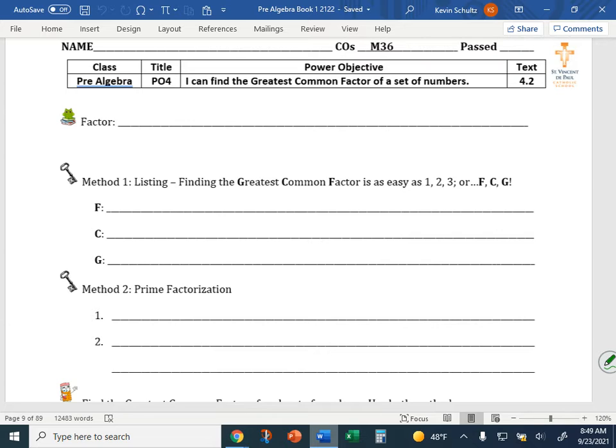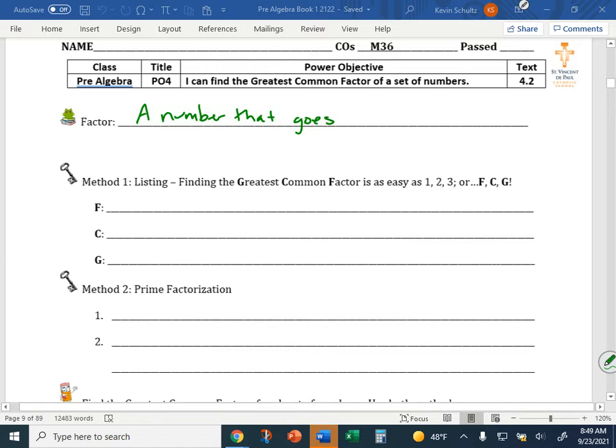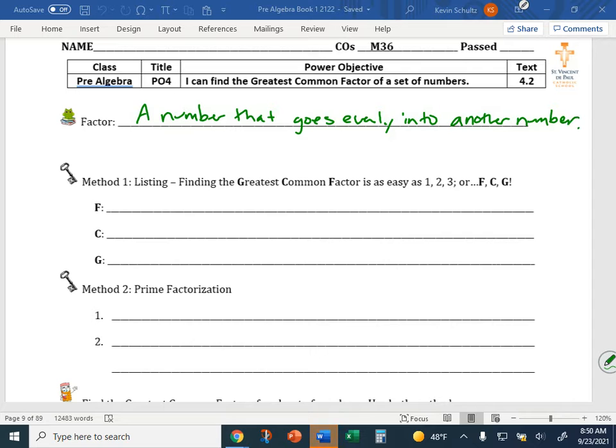A factor. Jeffrey? Oh, you were talking, so I thought maybe. Oh, okay. Then let's not talk. Kate? Ah, you're getting closer. Yeah. A factor is a number that goes evenly into another number. Okay? A factor is a number that goes evenly into another number. I'll say it again. A number that goes evenly into another number.